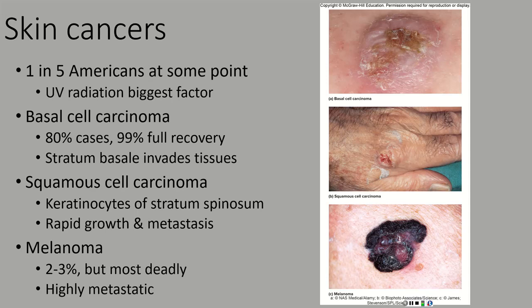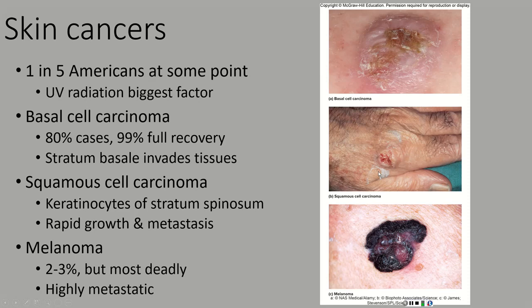So what is basal cell carcinoma? Those stem cells in the stratum basale, even though they're constantly dividing, are going to start dividing more, and they're going to start dividing haphazardly, and they're going to start to invade the surrounding tissues.